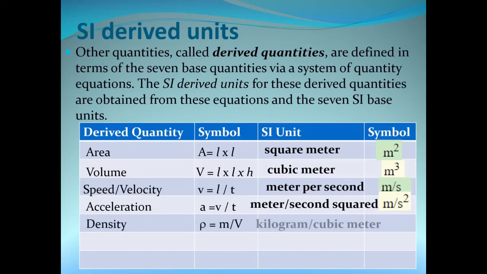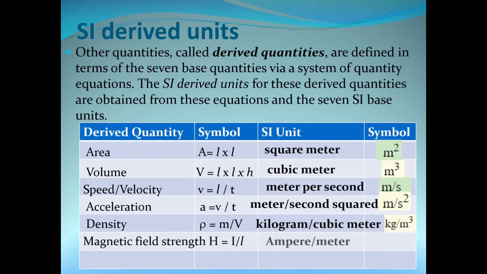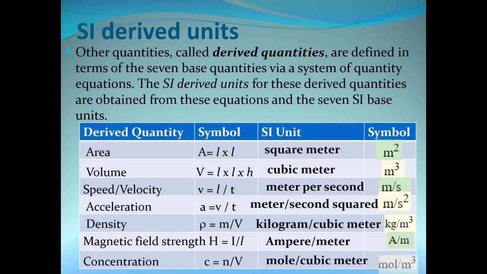Density, which we looked at in video 1, is mass divided by volume, so it's kilograms per cubic meter. Magnetic field strength is the current divided by length, so its unit is the ampere per meter, and concentration is amount of substance divided by the volume, so it's mole per cubic meter. So those are some of the derived units, and they are mathematically expressed.